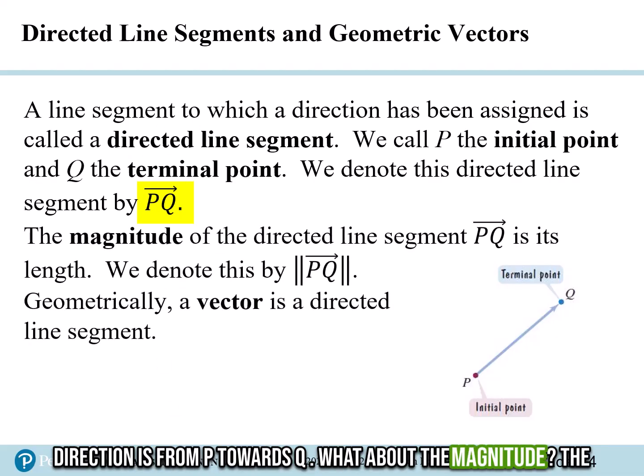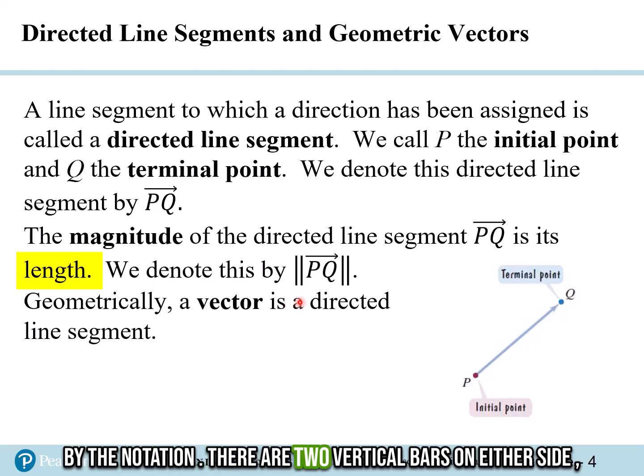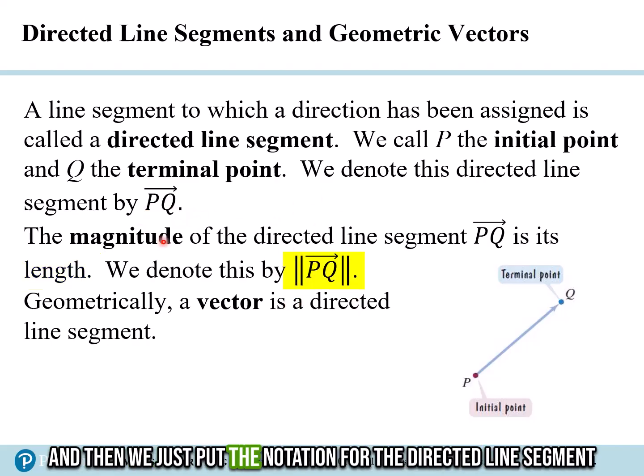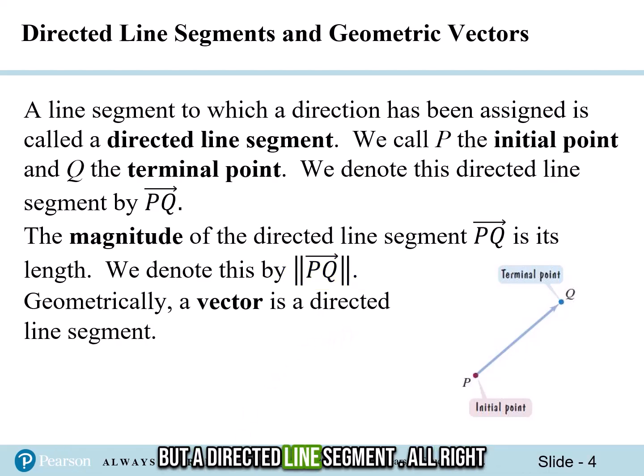What about the magnitude? The magnitude of the directed line PQ is its length. We denote this by the notation. There are two vertical bars on either side, and then we just put the notation for the directed line segment PQ with an arrow above it. Geometrically, a vector is nothing but a directed line segment.